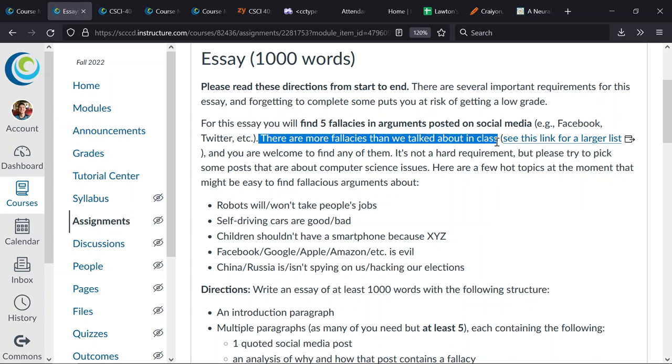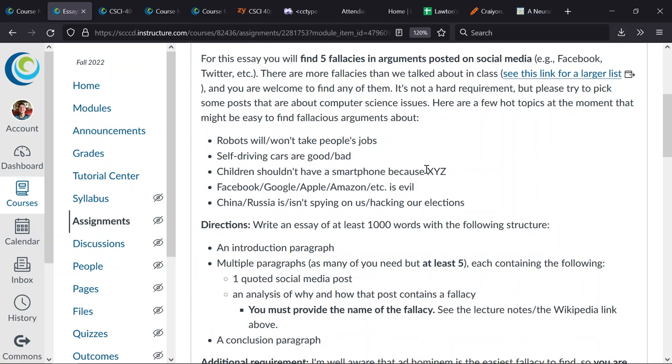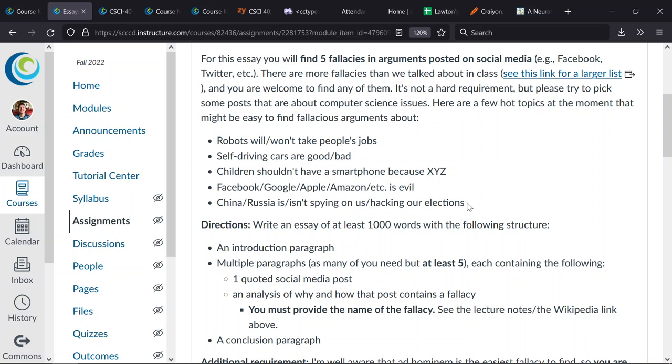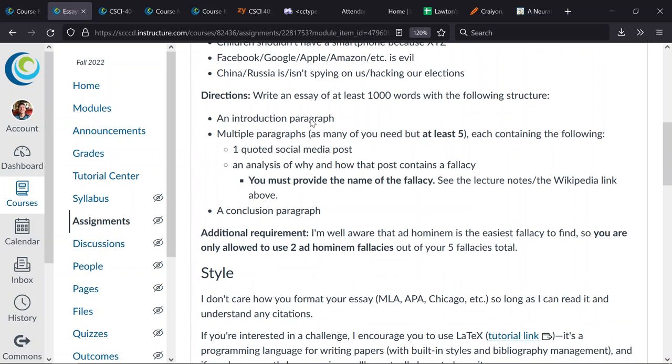There's plenty more fallacies than we talked about, like you got your standard straw man, ad hominem, all that kind of stuff. There's a bigger list on Wikipedia. Go take a look. That's the idea. Here are some sample ones that you could search for on Twitter that probably have fallacies in their arguments. But yeah, here is my goal for you.